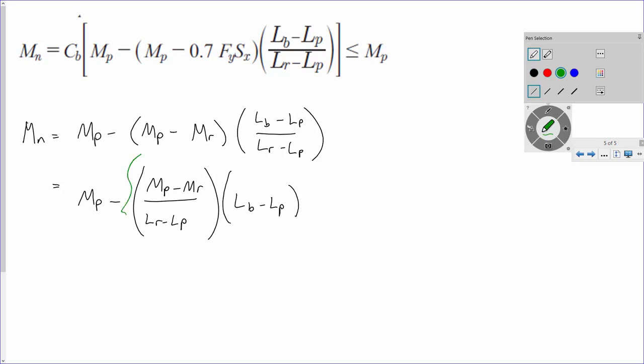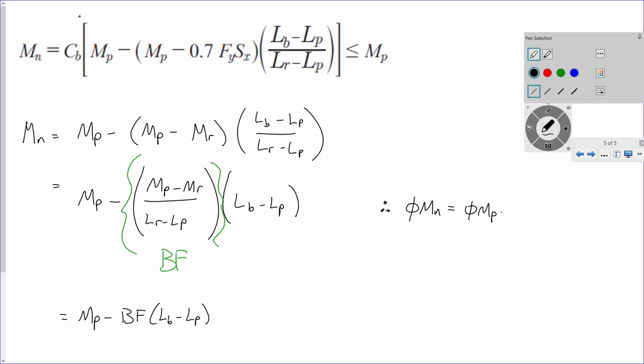This stuff right here is called the beam factor. That's just the slope of that line, right? Change in y over change in x. That's all that is. So I can say that my relationship is MP minus BF times LB minus LP. So therefore, phi Mn is phi Mp minus phi BF times LB minus LP. That's all there is to it.